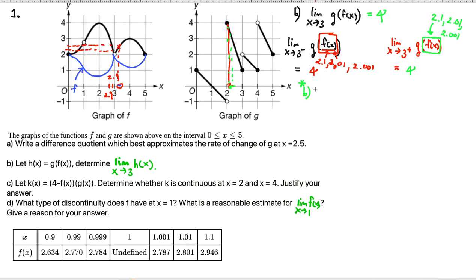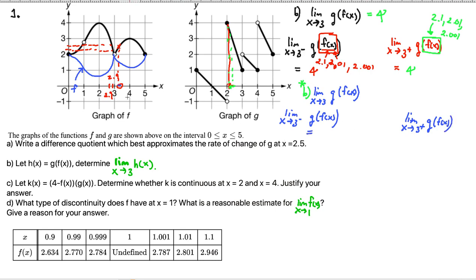Okay, and let's investigate the same question. Let's investigate the limit as x goes to 3 of g of f of x. And again, the limit as x goes to 3 from the left of g of f of x. And let's investigate the limit as x goes to 3 from the right of g of f of x. And let's see what we get in this case.